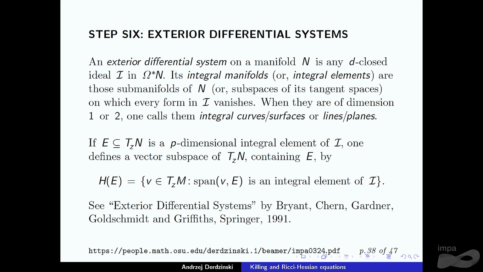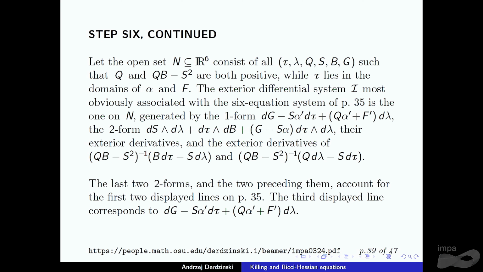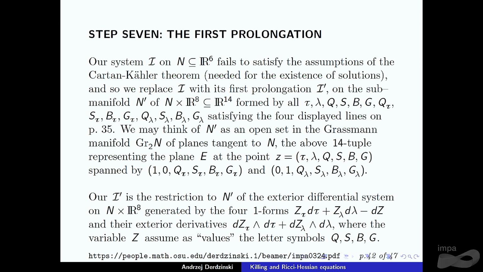Yes, if you have an exterior differential system and you pick some p-dimensional integral element of this system, you look at the space H of E of all vectors that can be adjoined to your given tangent subspace, so the span is still an integral element, so that all those forms from the system still vanish on that span. Therefore, if you look at our system that was built here, it turns out to have a very nice property.